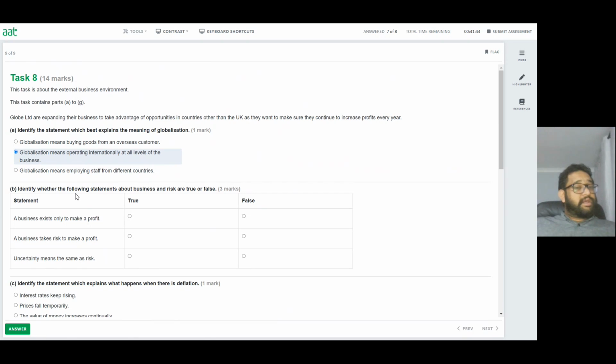Identify whether the following statements about business and risk are true or false. Business exists only to make a profit.